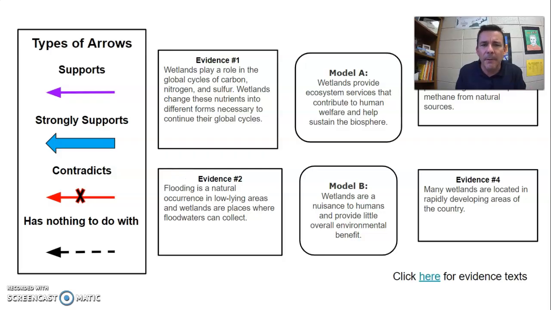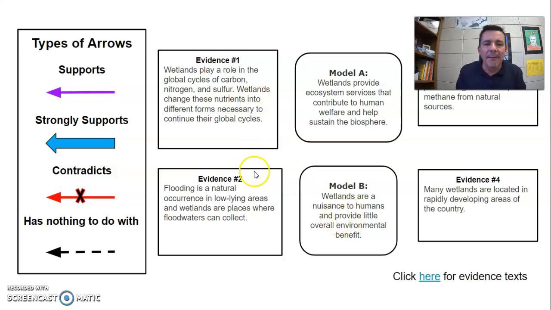In this case, there are two different models. This is the wetlands one, the last one we did in March or April. Model A: wetlands provide ecosystem services that contribute to human welfare and the sustainable biosphere. And the other one would be kind of the opposite, something different, like wetlands are a nuisance to humans, probably a little more environmental benefit.